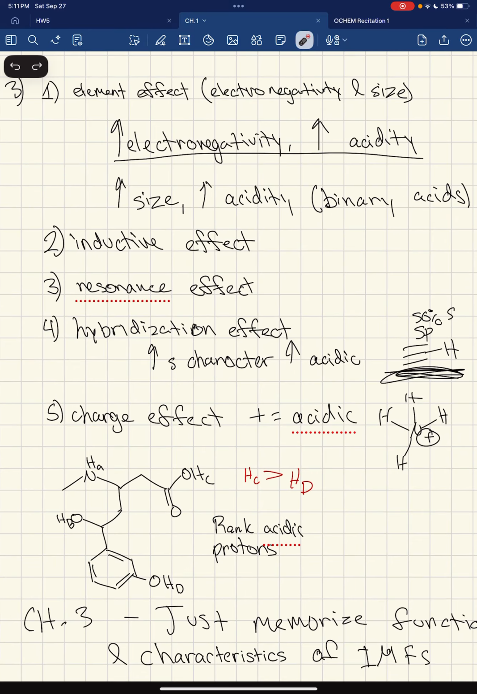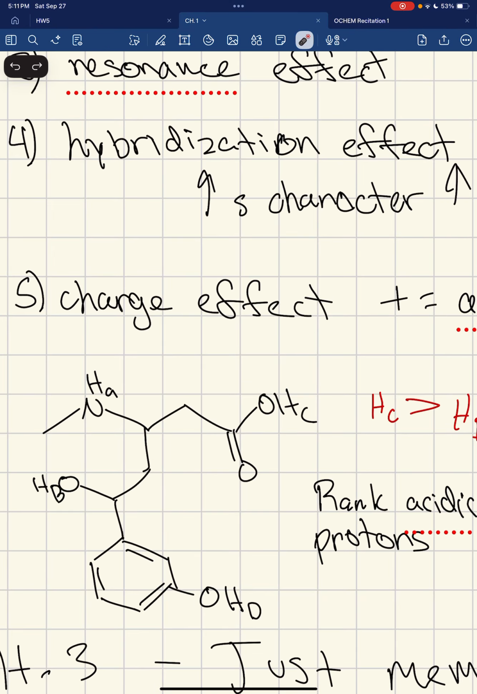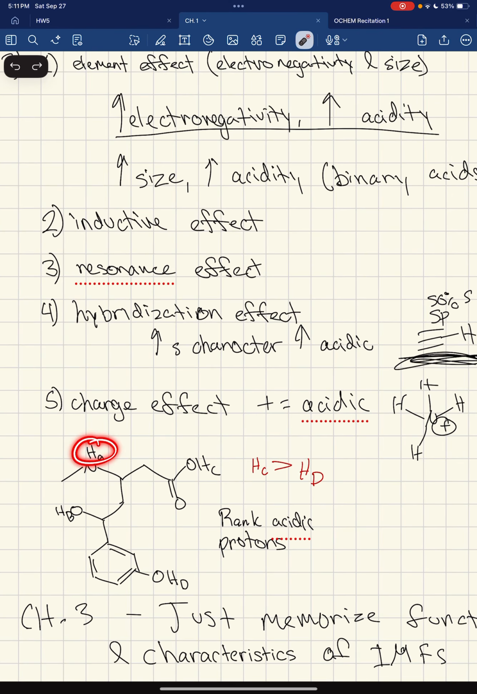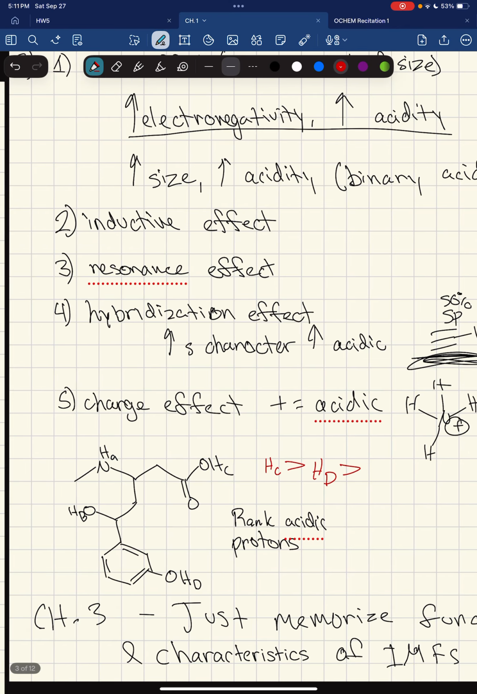So then you can go up here and look at the size and the electronegativity. Oxygen is more electronegative, which means this hydrogen will be more acidic than A, because oxygen is more electronegative than nitrogen.